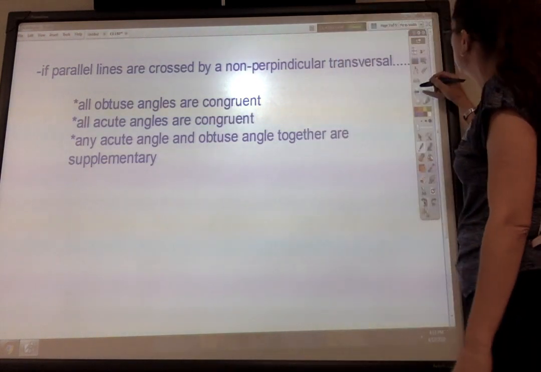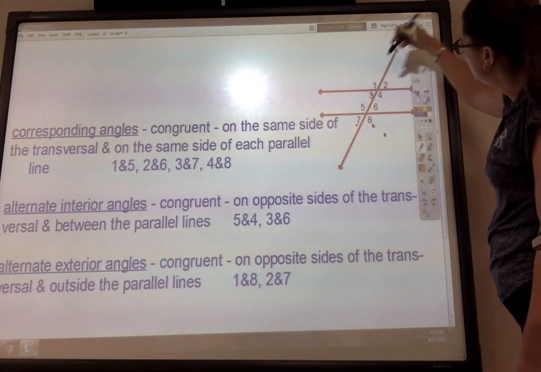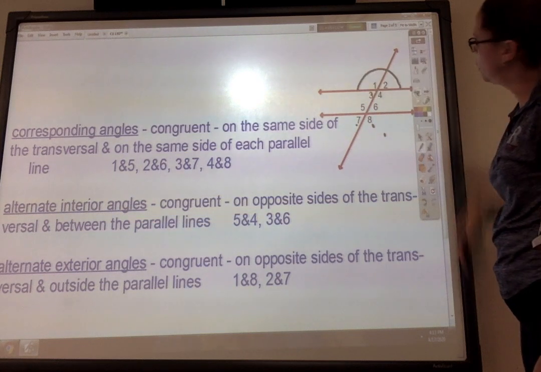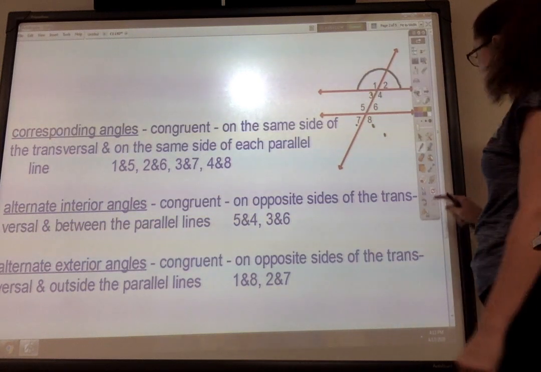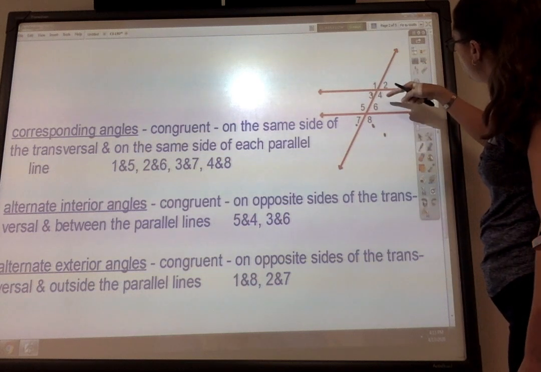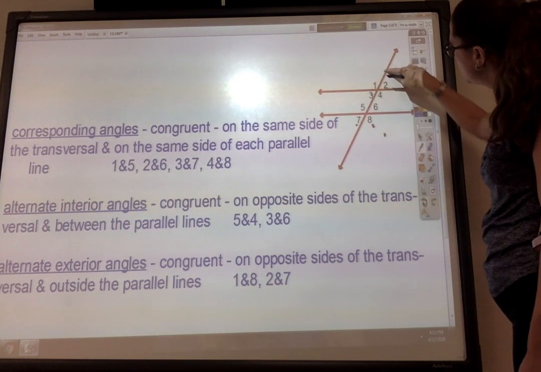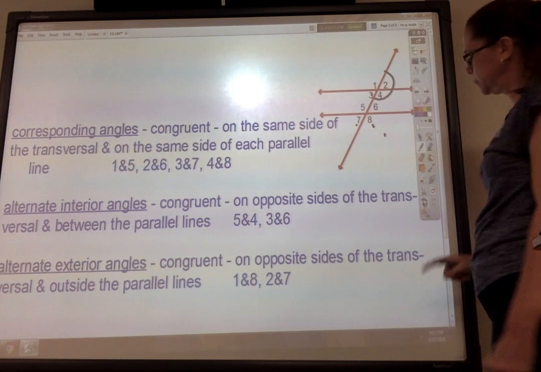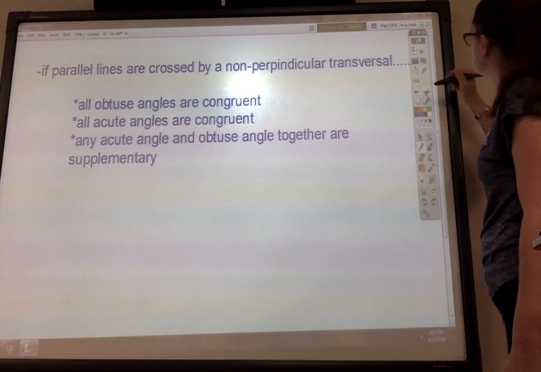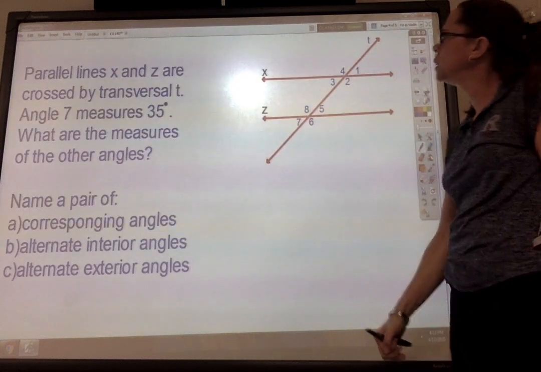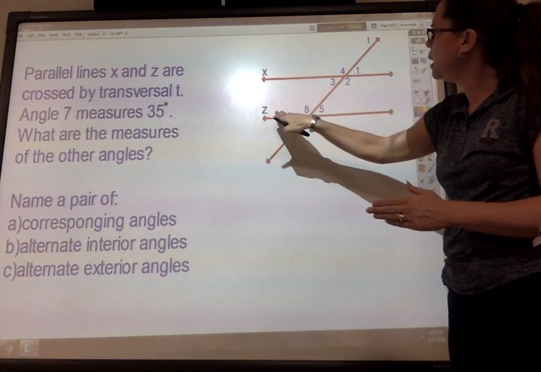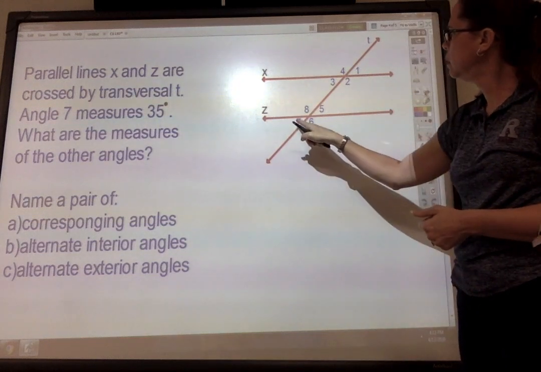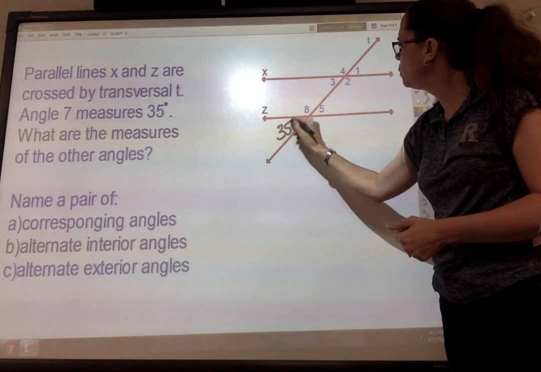So let's look back. Look at angle 1 and angle 2. Angle 1 is obtuse. Angle 2 is acute. If I combine them together, they are supplementary. Look at angle 2 and angle 4. Angle 2 is acute. Angle 4 is obtuse. If I combine them together, they form 180 degrees. They're supplementary. Okay, so let's try one. Parallel lines X and Z are crossed by transversal T. Angle 7 measures 35 degrees.